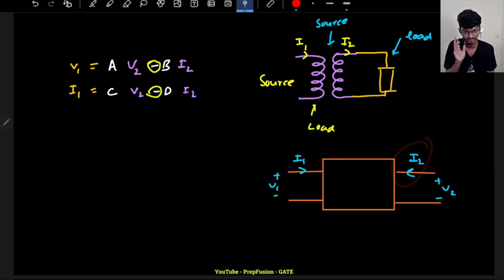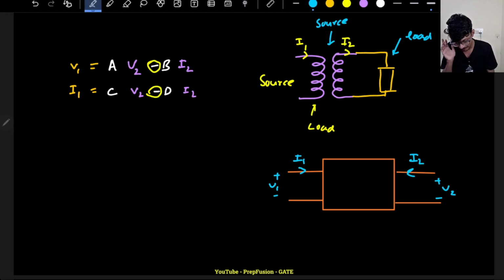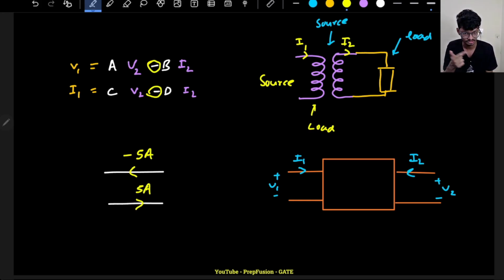Just multiply by a negative. Basically if I have a wire and minus 5 ampere current is flowing in this direction, you can represent the same thing as a wire with plus 5 ampere flowing in the opposite direction. Negative just talks about the direction. Whatever direction you had initially assumed, you have to make it opposite. So same thing I will do here.